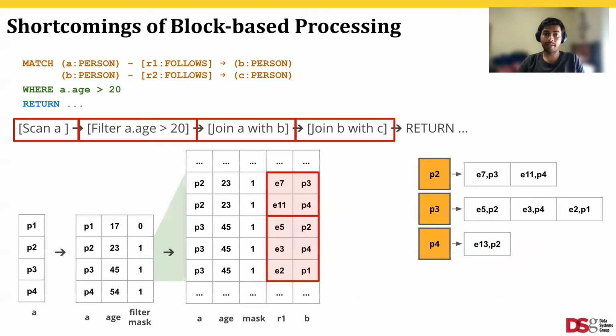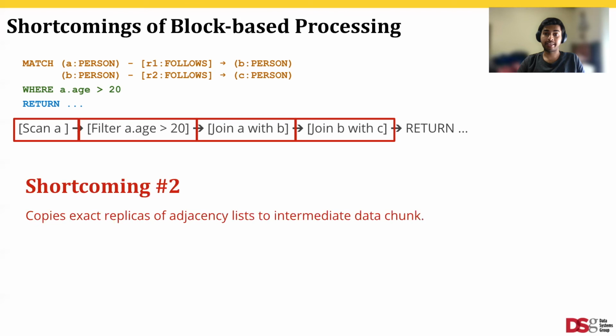Also, if we go back a bit, notice that the contents of R1 and B are exact replicas of the adjacency lists of P2 and P3. That is kept in memory for an in-memory GDBMS. Hence, we can prevent this materialization of adjacency lists in our intermediate data chunks. The second shortcoming here is that the block-based processor copies exact replicas of adjacency lists in intermediate data chunks.